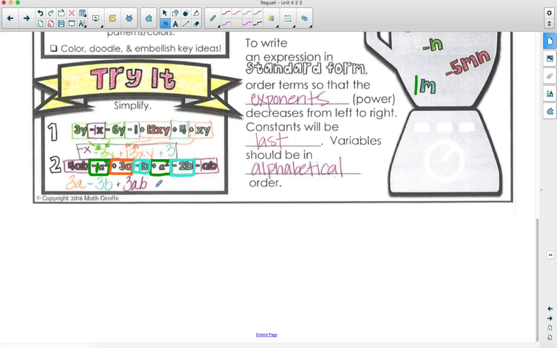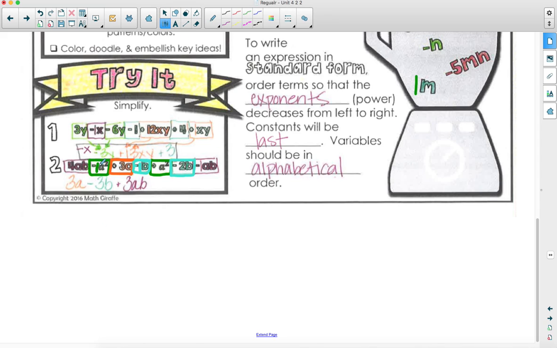So those are the same variable. So I color them both in that kind of turquoise color there. Okay, so now we have to combine our like terms. I'm starting in alphabetical order, okay? And then exponents need to go in decreasing order.